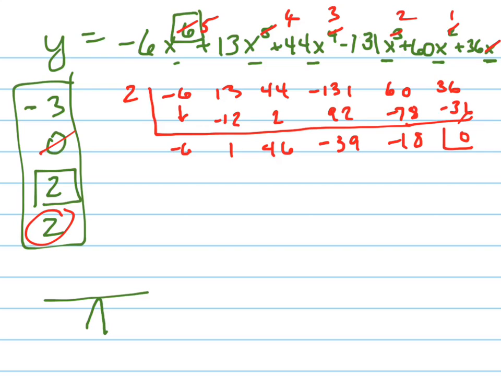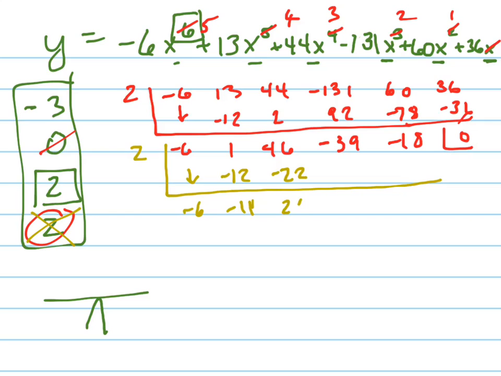Now let's do it again. So we took care of one of those. Let's do it again with 2. Bring that down, negative 6, multiply, negative 12, negative 11, negative 22, 24, 48, 9, 18, 0. Worked out. That one's gone. Negative 3 now. Let's do negative 3.